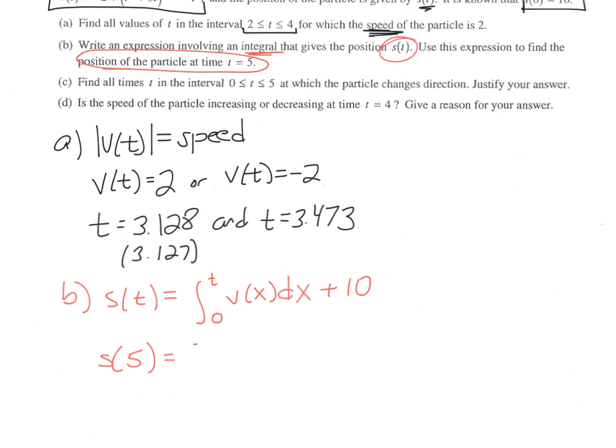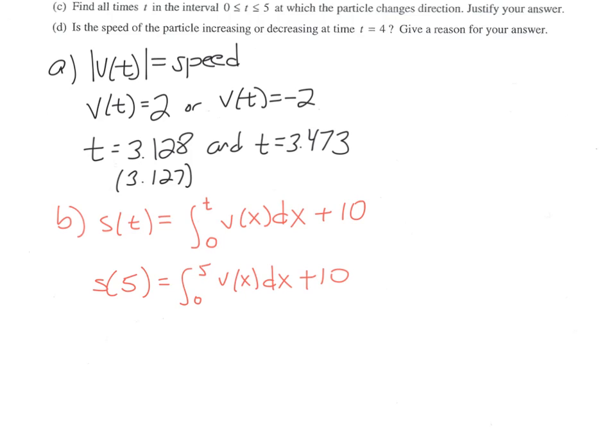So s of 5 is going to look like this. We're integrating v of x and adding 10. And again, this is a calculator question, so we're going to put all of this right in the calc, and we get negative 9.207 as our answer for part B.